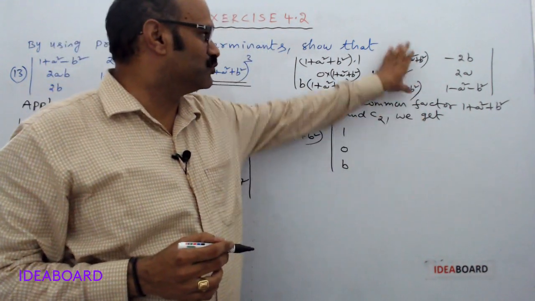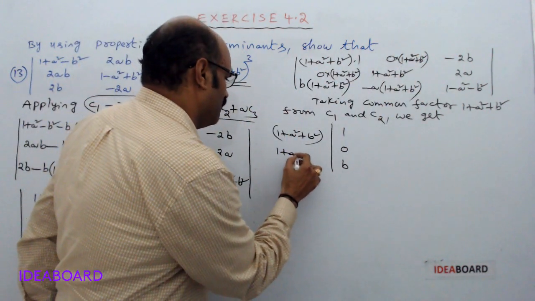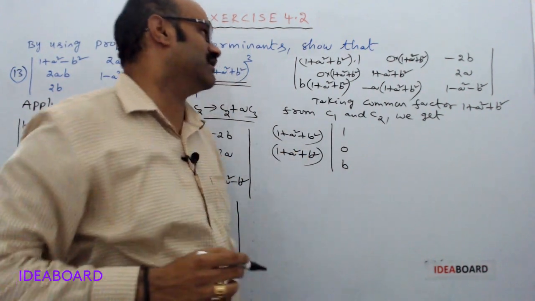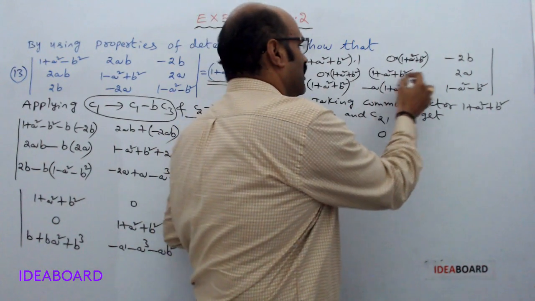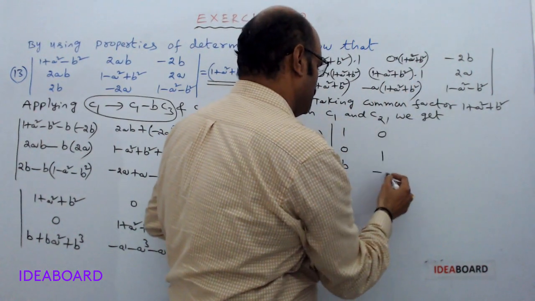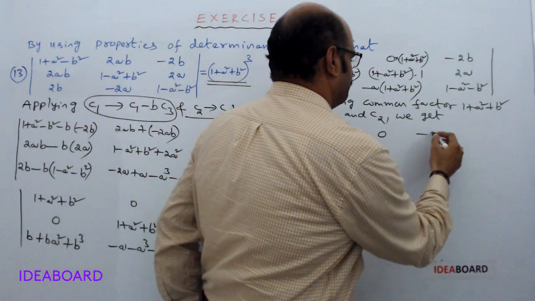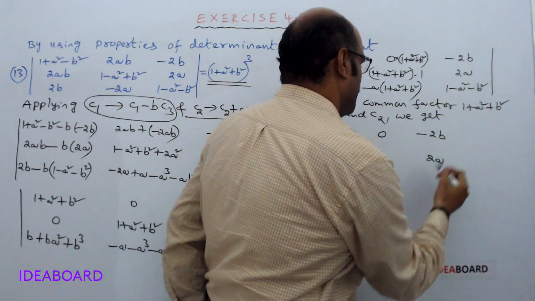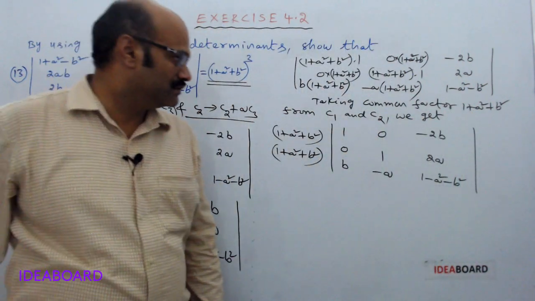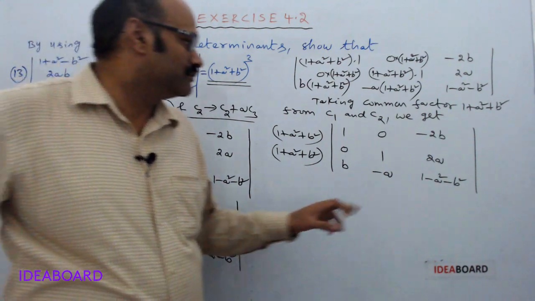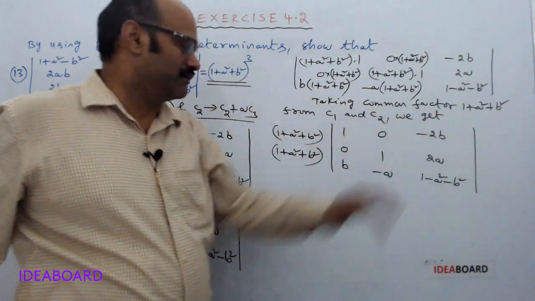Now from c2 take 1 plus a square plus b square common. Common factor is 1 plus a square plus b square. Here you take 0. Next into 1, 1 minus a, minus 2b, 2a, 1 minus a square minus b square. Now we have to expand it along R1.